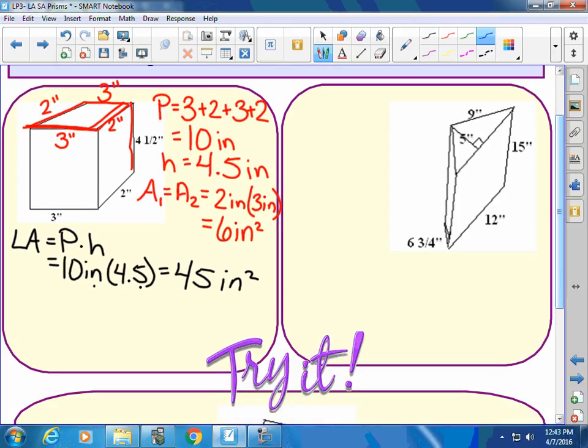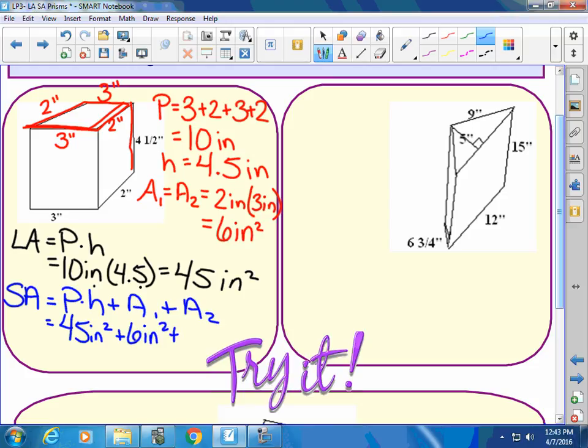By doing lateral area first, my surface area becomes a lot easier because remember, lateral area is part of the surface area plus the area of the 2 bases. So I already know P times H is 45 inches squared. I know both of the areas are 6 inches squared. And now I just have to add those up. So I do 45 plus 6, and I get 57 inches squared. Those are my lateral area and surface area.